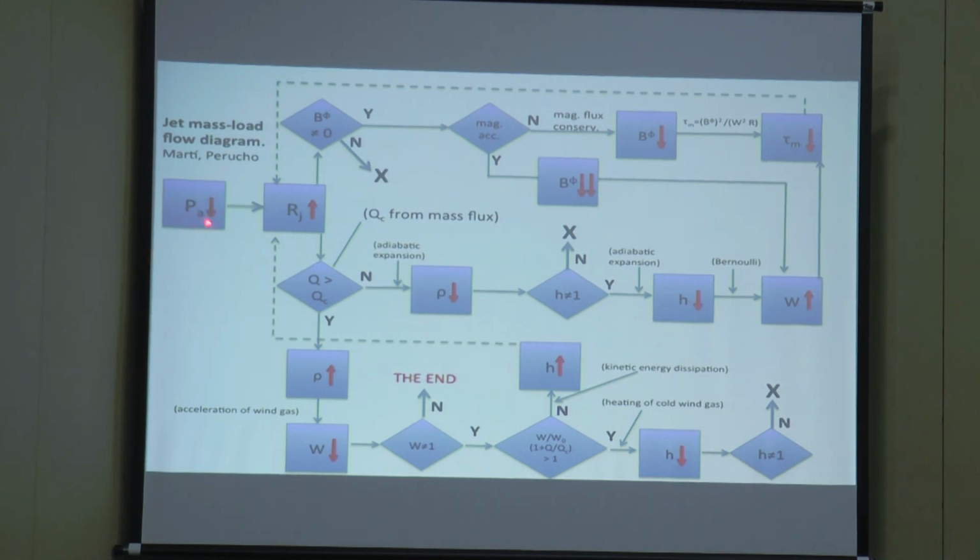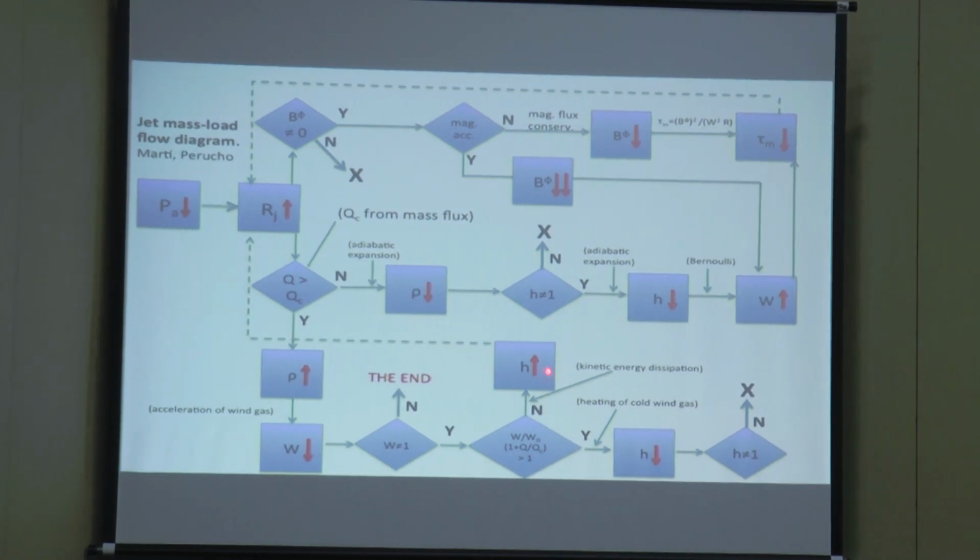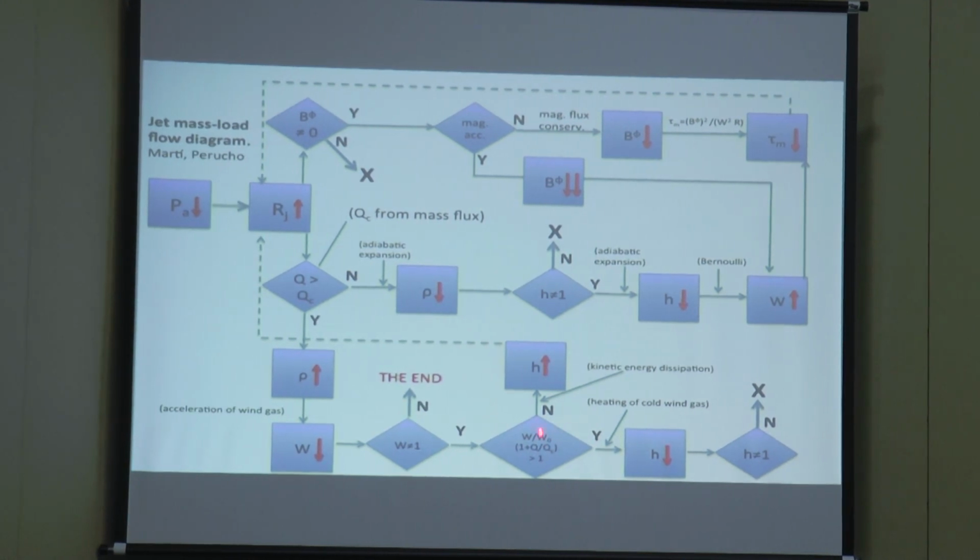If the ambient pressure drops, the jet radius grows, and then if the mass load is larger than a critical value that you can derive from the mass flux conservation, then the density grows and the Lorentz factor drops. If the Lorentz factor gets to 1, this is the end. You decelerated your jet. If it's different from 1, then you can use the momentum flux conservation to get 2 different behaviors.